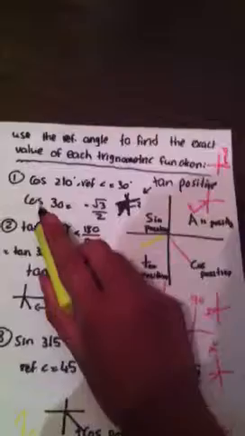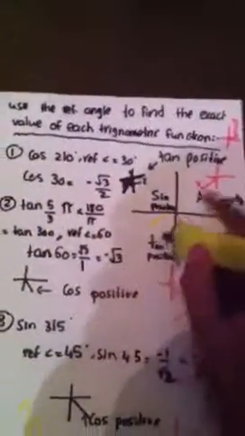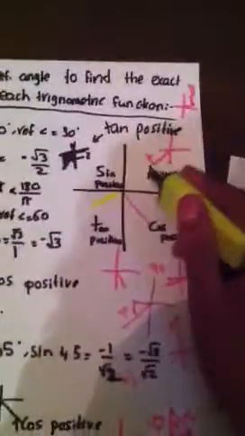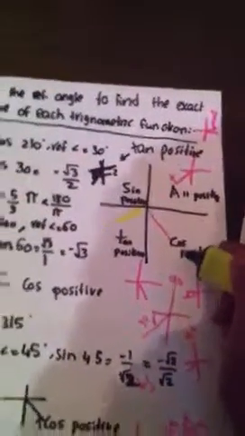So if it's cosine 210, it's not in the cosine part, so it will be negative. It's only positive if it's in the A part, which is the all positive part, or the C part, which is the cosine positive part.